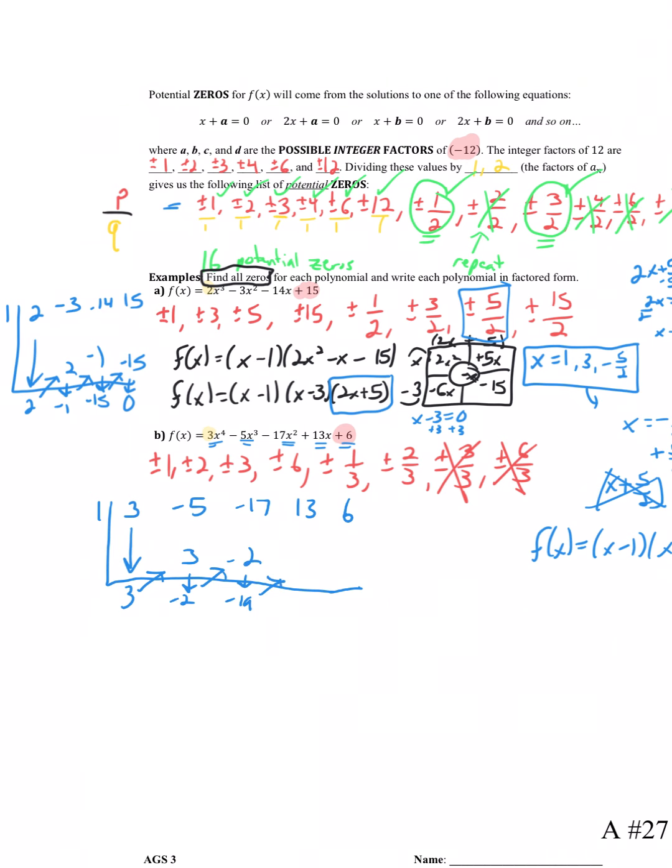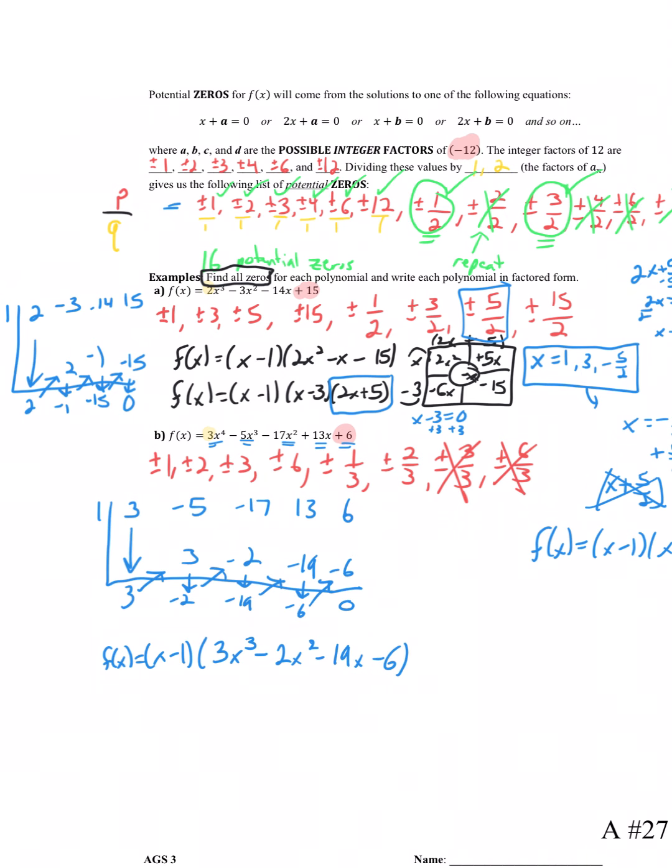Negative 19. Oops, that's jumping ahead of myself. Negative 19, negative 6. Perfect. So we got a rational zero right off the bat. X equals 1 is definitely a 0. So that means after the first go at it, we factored x minus 1 out, but we're still left with 3x cubed minus 2x squared minus 19x minus 6.